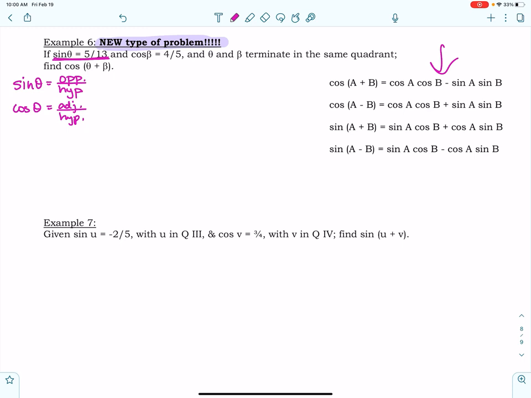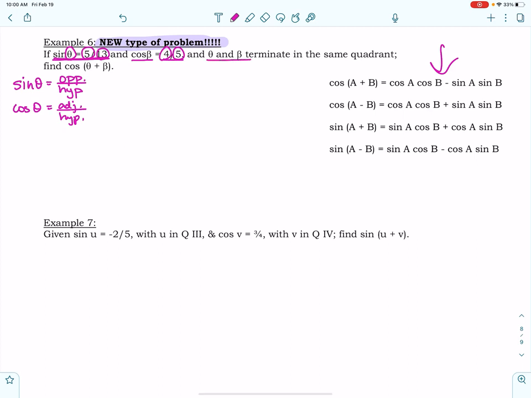That means in a right triangle, 5 is going to be the side opposite theta, and 13 is going to be the hypotenuse. And then you're also told for cosine beta that it's equal to 4/5. So for this triangle, 5 is the hypotenuse, and the adjacent side is 4. So we have two different right triangles that we're dealing with here.